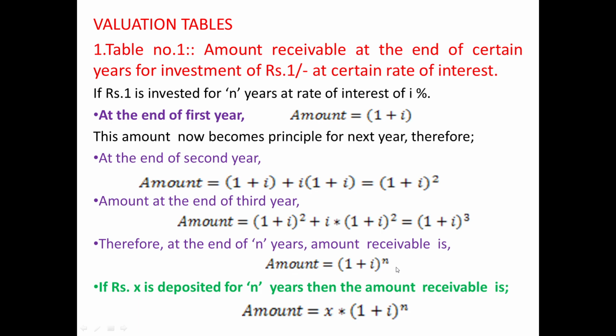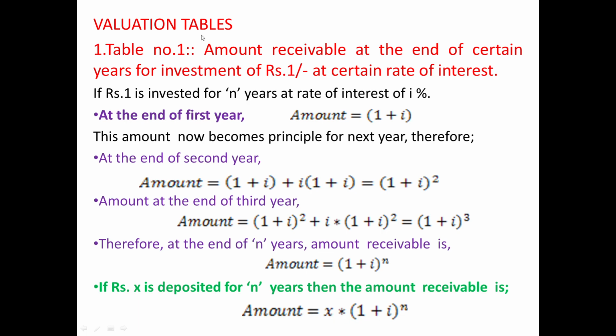This formula is for the amount accumulated for an initial deposit of ₹1, where the period of deposition is n. Here, suppose we deposit 5,000 rupees for 10 years, and the rate of interest is 8%. Then the amount it will produce will be equal to 5,000 into (1 plus I), that is (1 plus 0.08), to the power 10. So we will be getting the amount.